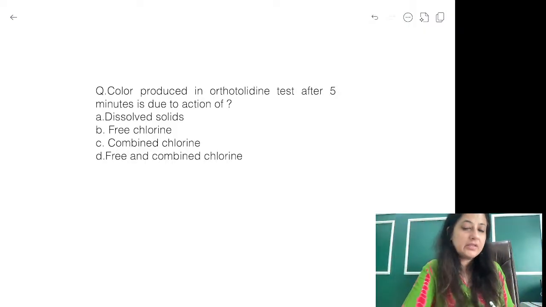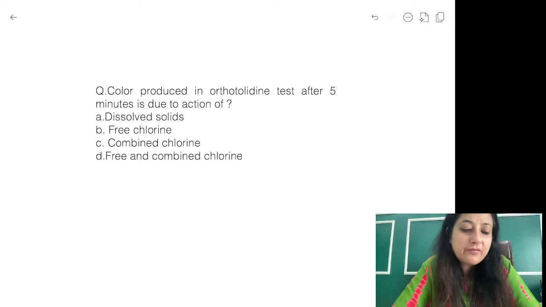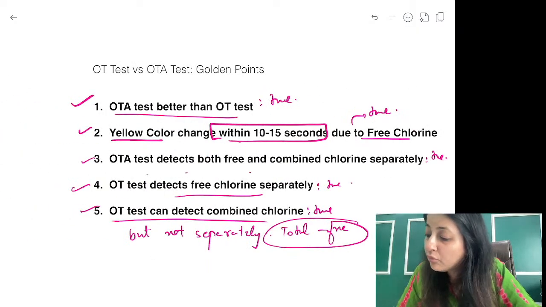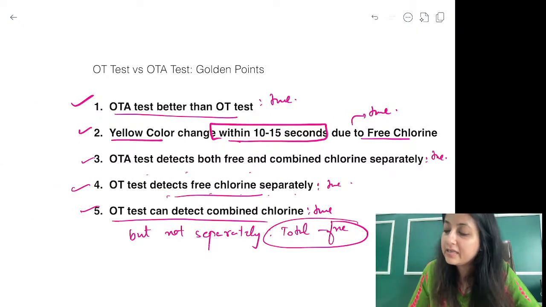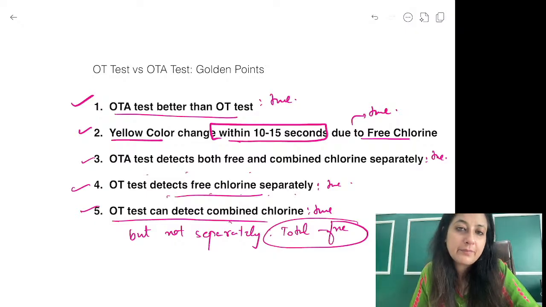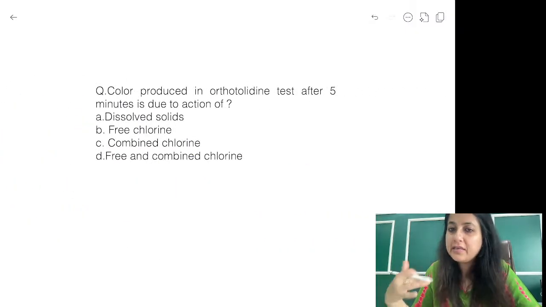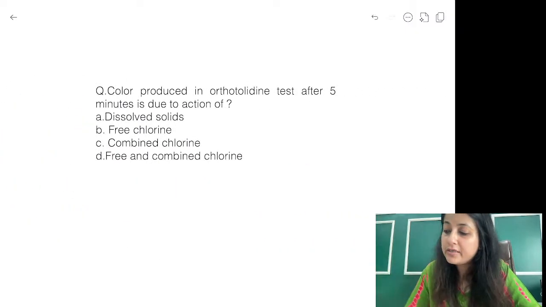After 5 minutes. What is the answer to this? After 5 minutes. No, Nico, fourth is not wrong. What was the fourth one? OT test can detect, yes, free chlorine it can detect separately. It can't detect combined chlorine separately. Okay, Nico? If you have any doubt, just keep it towards the end. I'm not discussing this anymore. This we have already discussed.